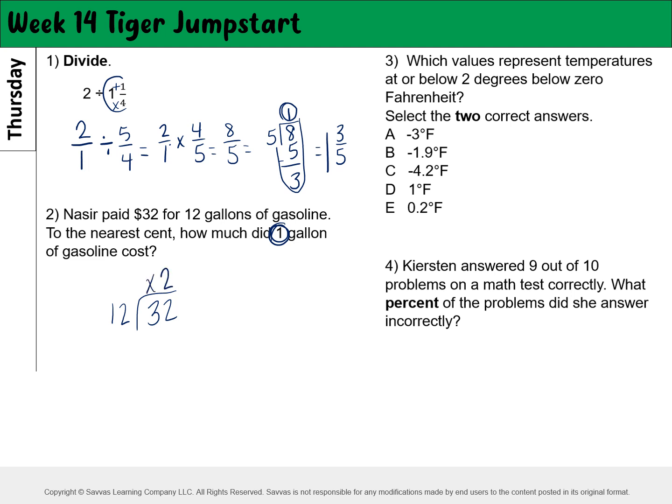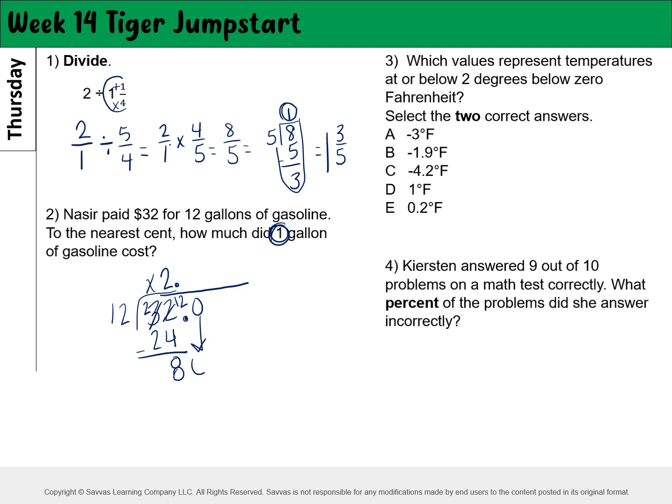2 times 12 would be 24. And subtract. 2 minus 4 we cannot, so 3 becomes a 2, 2 becomes a 12. You get a remainder of 8. But since we're dealing with money, I don't want to make the letter J. So let's change it into a decimal. Add your decimal, bring it up. Add your 0 and bring it down.